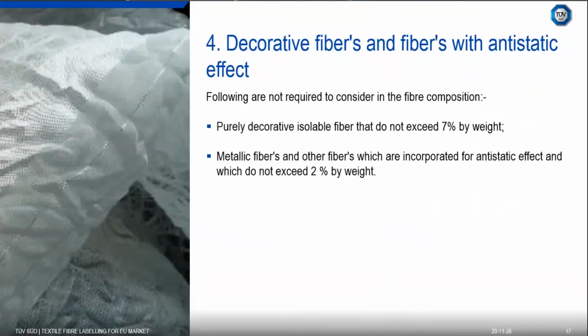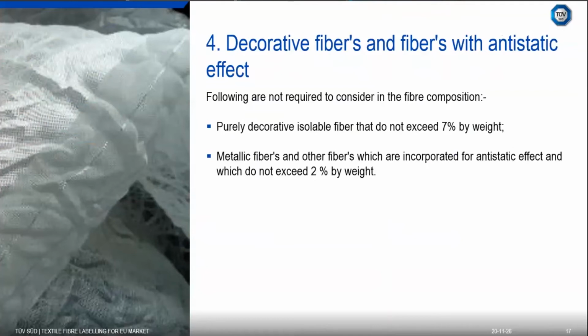Often we use decorative fibers in fabrics, which could be isolable and used purely for decoration purposes. If such decorative fibers are used at less than 7% by weight, they are not required to be considered in the fiber composition, which means they can be completely excluded from the fiber labeling. Only the base component can be disclosed on the label.